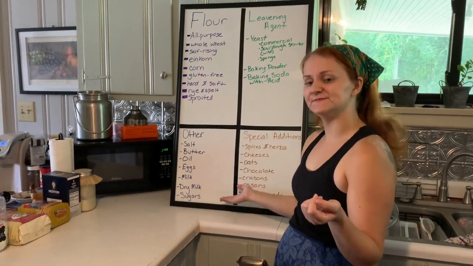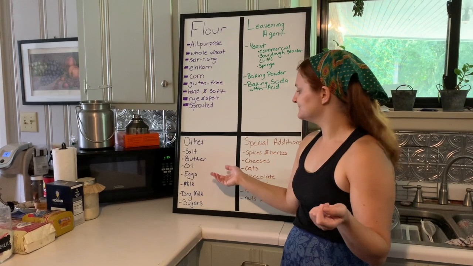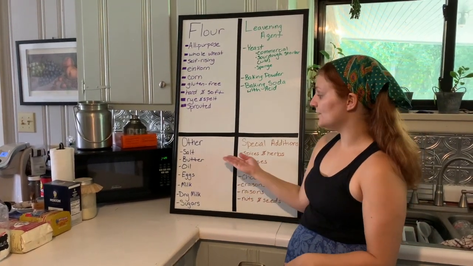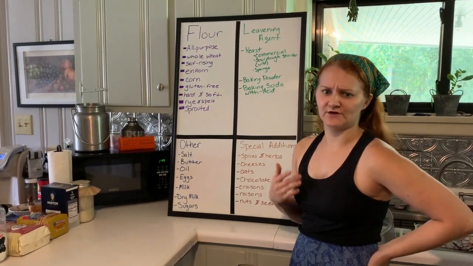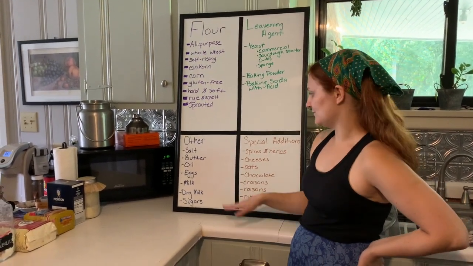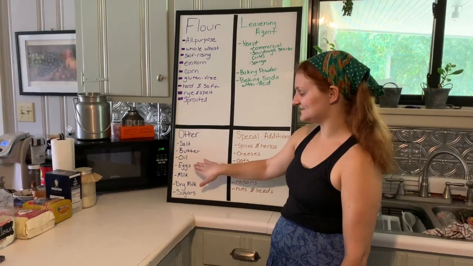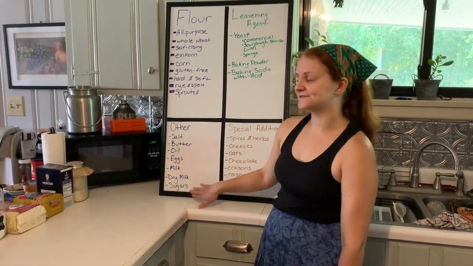Other ingredients that recipes could call for include salt of different varieties. We can include butter or margarine, oil, that can include olive oil, vegetable oil, sunflower oil, many different kinds of oil, which we'll explain in the videos when we do those breads. We can add eggs, milk, dry milk, and different types of sugars.